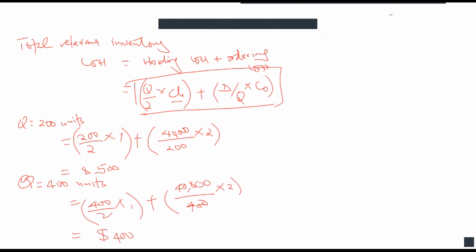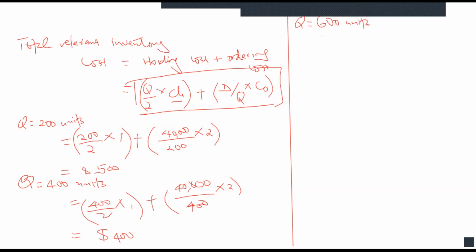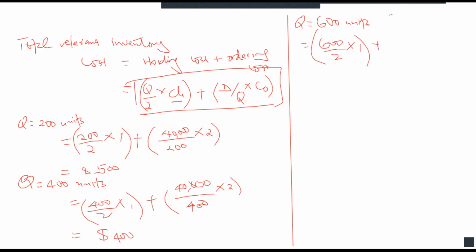Next, we get the cost in case we reorder at 600 units. So the cost will be equal to holding cost, Q of 600 divided by 2, holding cost still at $1, plus D, the annual demand, which remains the same, divided by 600 times $2. That gives us a cost of $433.